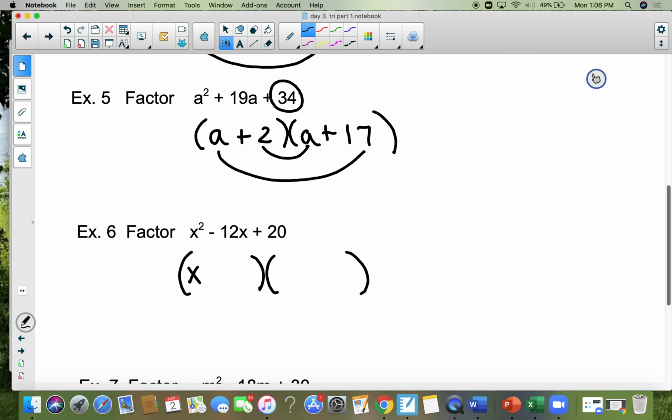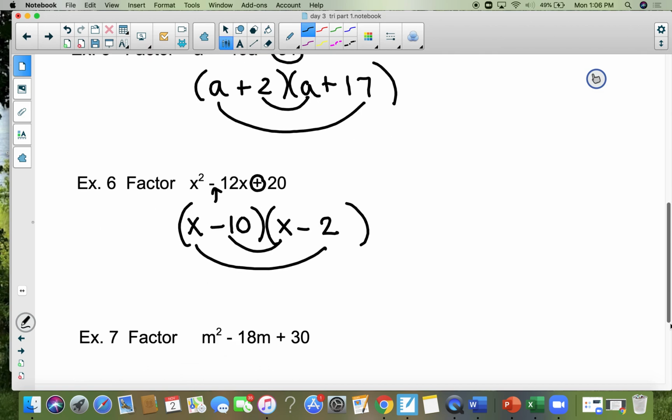You're going to put an x here and an x here. Again, this is positive, but this is negative. So the signs have to either be both positive or both negative. So we're trying to figure out factors of 20. We're going to do a -10 and a -2. A -10 and a -2 multiply to 20, but these two add up to a -12x, so I finished it right. And keep going.